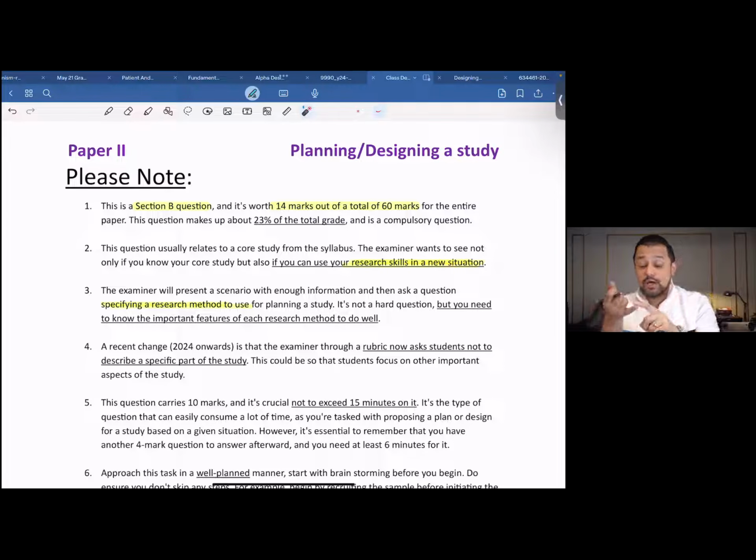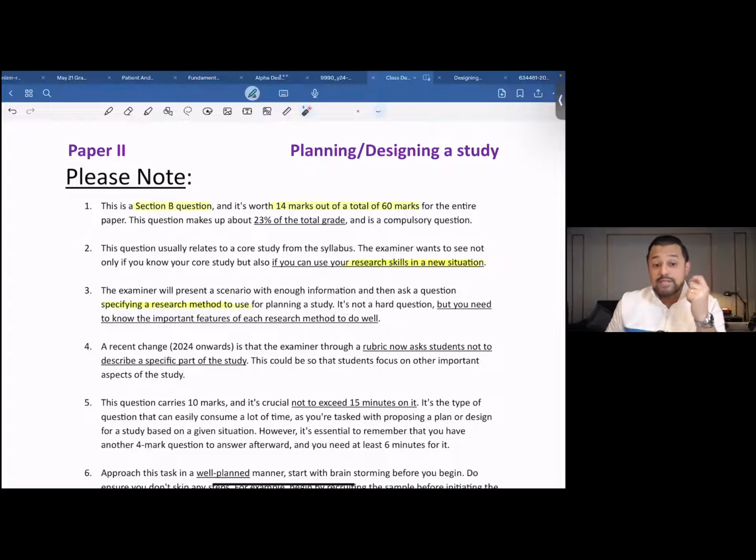To begin with, we have experiments, we have self-report measures that can further be divided into questionnaires and interviews, we have case studies, we have observational methods, we have correlation methods, and a recent addition to all of this is the longitudinal research method as well.